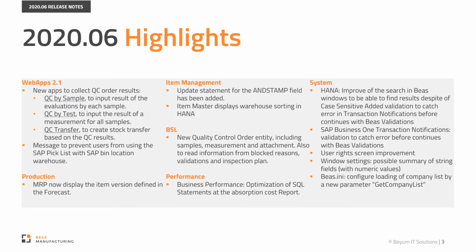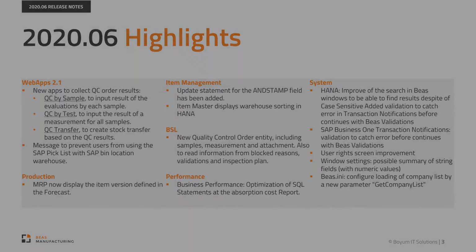As for business performance, we have optimized SQL statements in absorption cost reports. Among other things, we have added validation of previous errors in transaction notifications, set the search function to be not case sensitive in several windows in HANA, enhanced the user rights window, and improved the summary function in Windows settings.